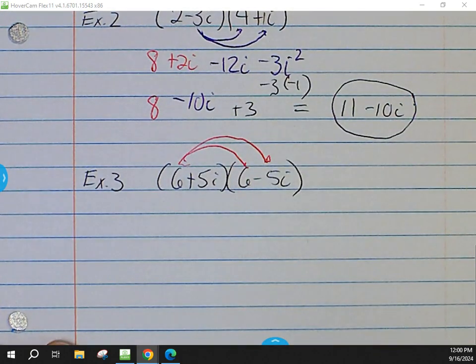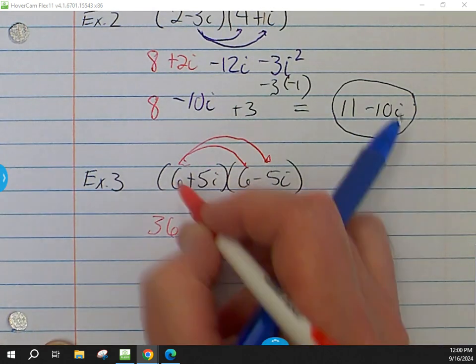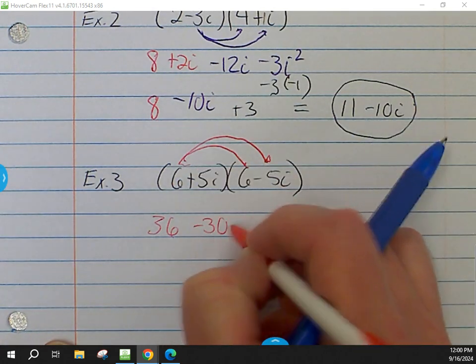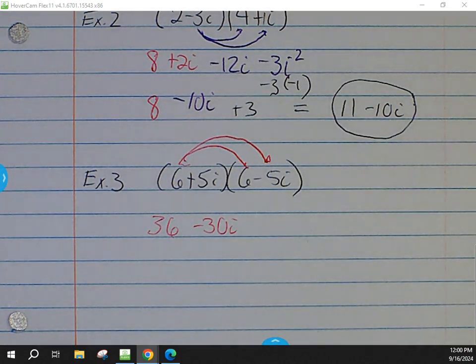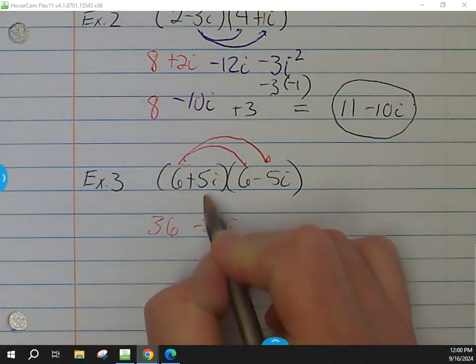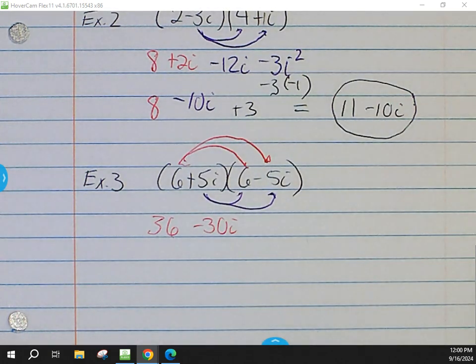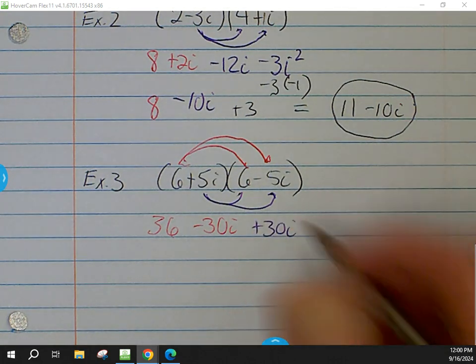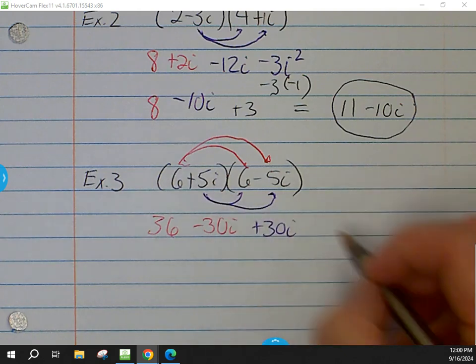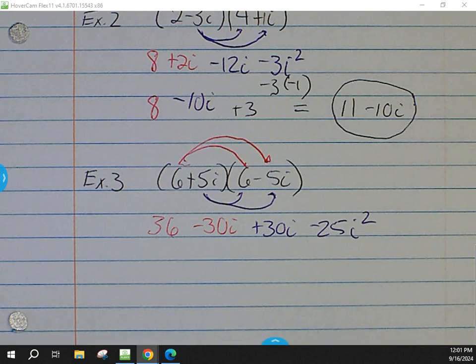All right, so distribute the 6. We get 6 times 6 for 36. We get 6 times negative 5, which would be negative 30i. And then we're going to do the same thing with the 5i this time. So we get 5i times 6, which would be a positive 30i. 5i times negative 5i would be a negative 25i squared.